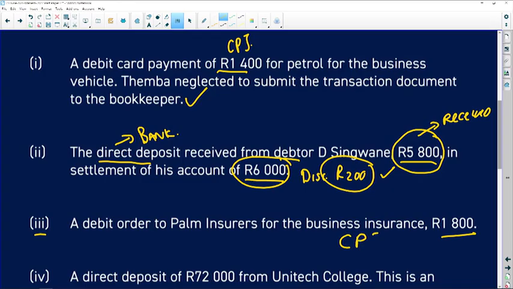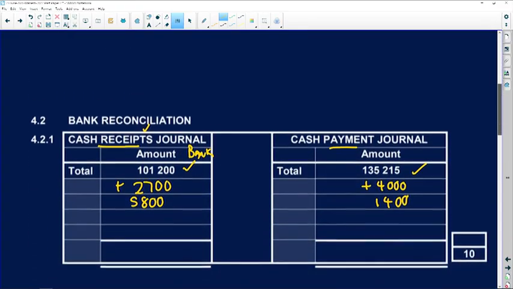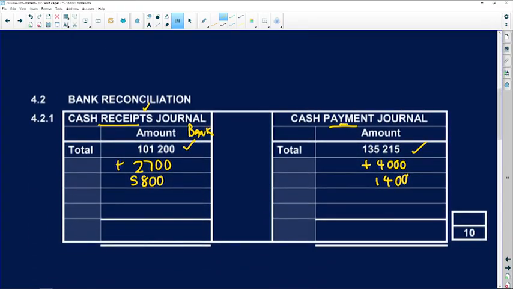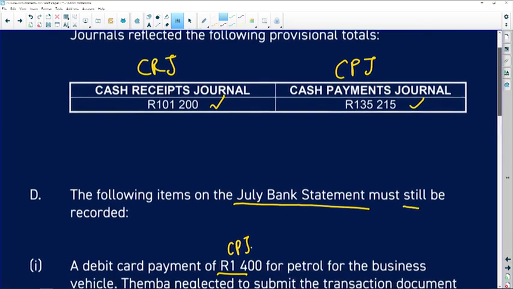This goes in our CPJ as an additional payment. So let's not waste any time and let's record in our CPJ an amount of 1,800 that needs to be included. Right, moving on to the fourth item that still needs to be recorded.